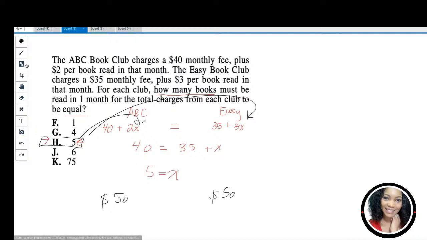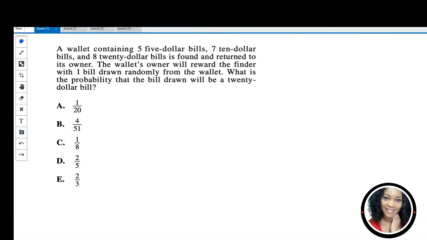Last question for our week, from last week, our ACT questions. Here we go.